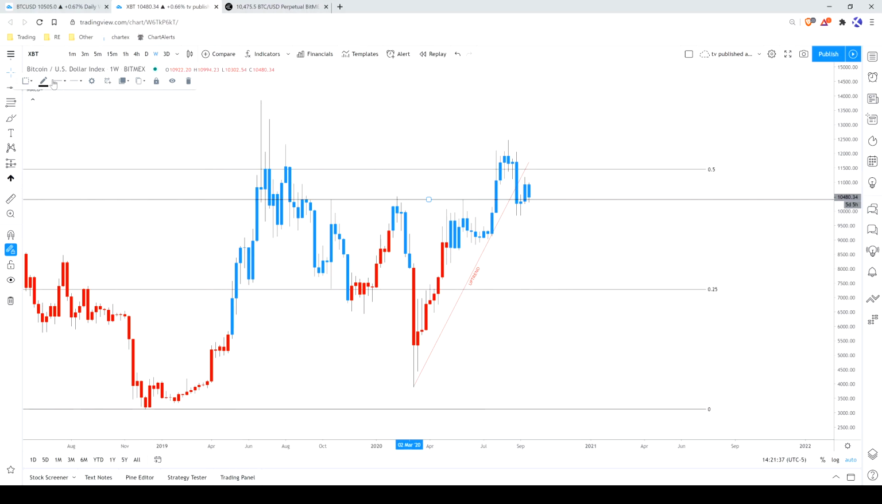Make that a little thinner so that it's not as in the way. And we'll also go ahead and make it a different color. Let's make it red. If we lose that, why would I make it red? If we lose that, that's bearish.